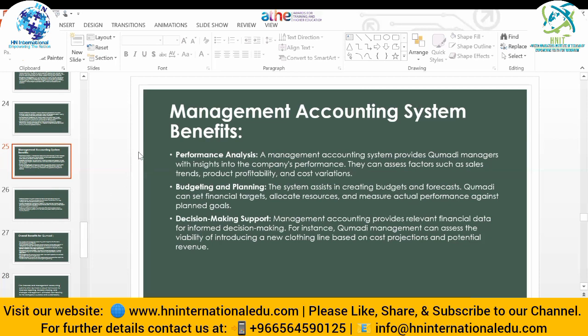Decision-making support. Management accounting provides relevant financial data for informed decision-making. For instance, Kumadi management can assess the viability of introducing a new clothing line based on the cost projections and potential revenue. Obviously, just leave this brand or retail clothing. In general, how do we make decision-making support? When we are working as a team, we are able to get to know what is in everybody's mind, and then we are working on all the costs which are going to go into this product, in this launch of a clothing line. So this is how decision-making support specifically works in a management accounting system.